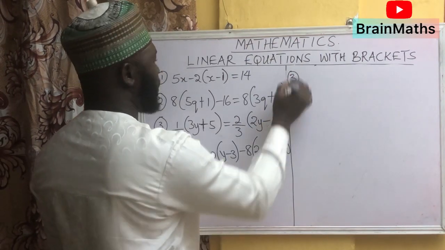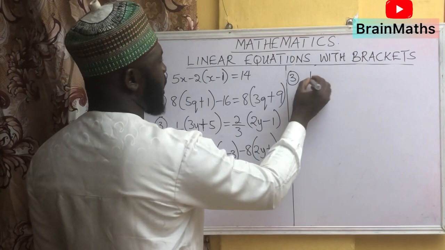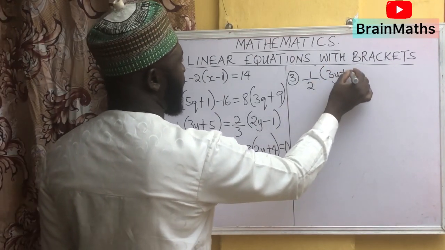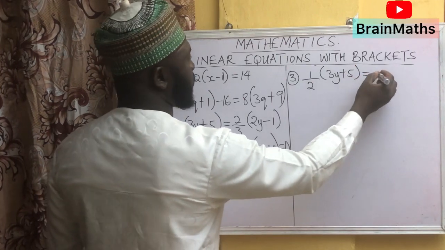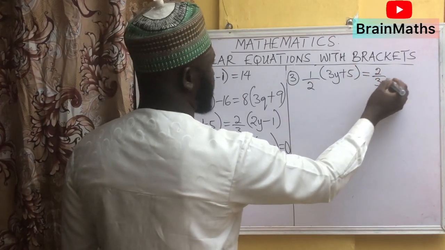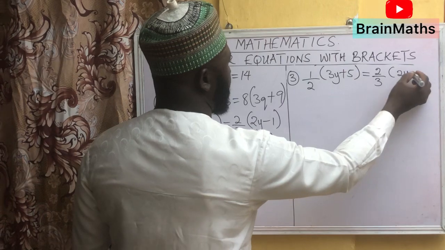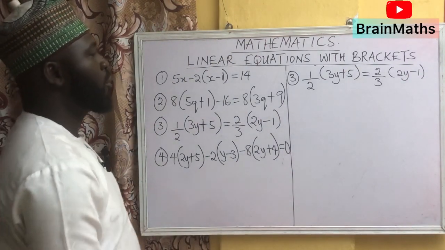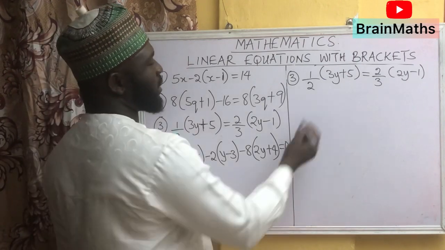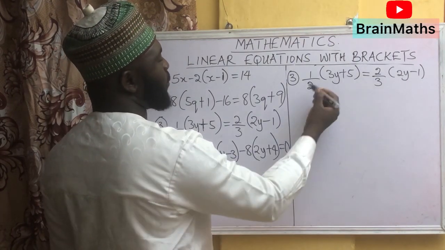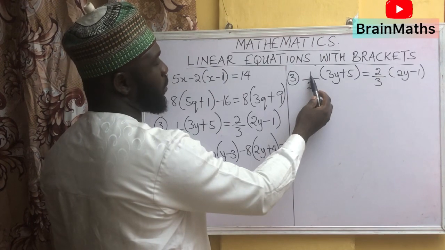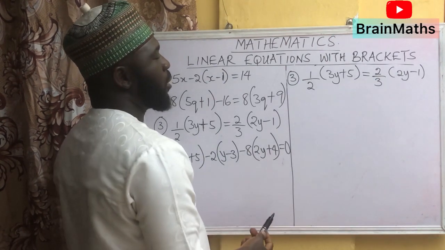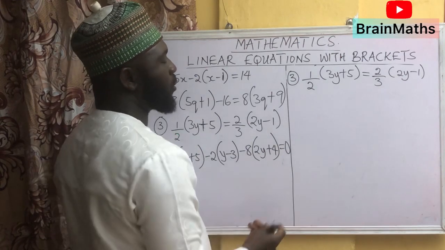Question number 3 says 1 over 2 into 3y plus 5 equals 2 over 3 into 2y minus 1. If you look at this question, we can rewrite it as 3y plus 5 over 2, because if you open the bracket with 1, then everything will be over 2.